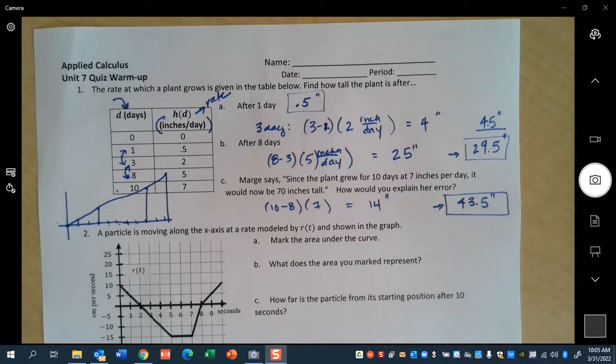If Marge is expecting her plant to be 70 inches tall, is she somebody that's going to be disappointed by the actual data?